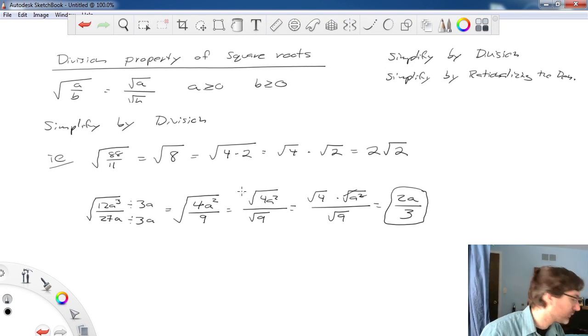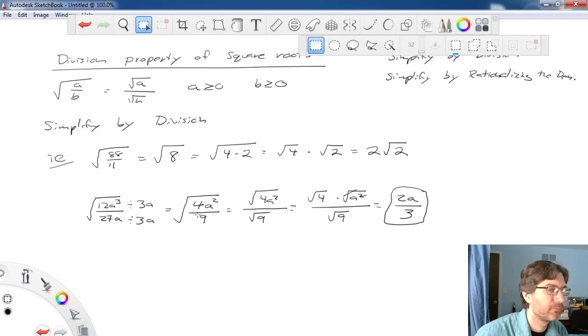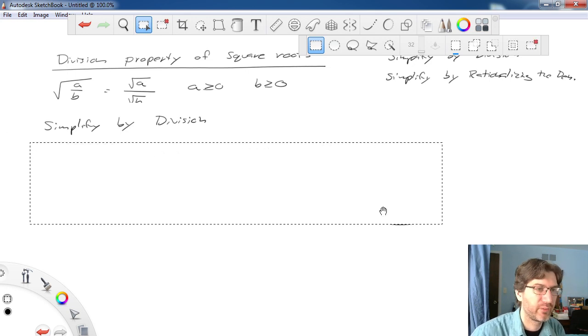Let's see if there's another example like that, because that is a little tricky with the different variables you get thrown in there. So let's look at another example of that.